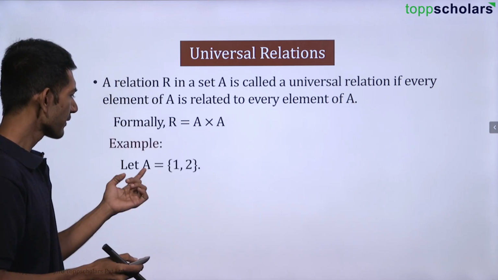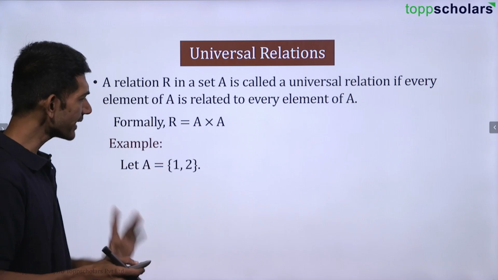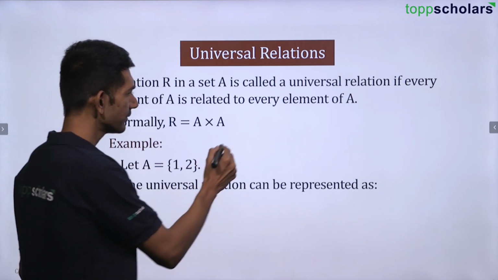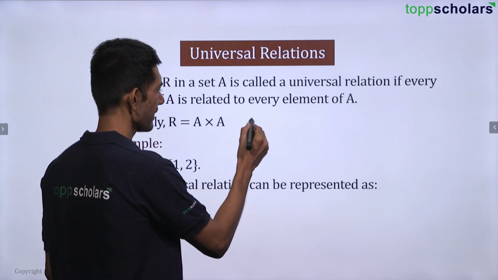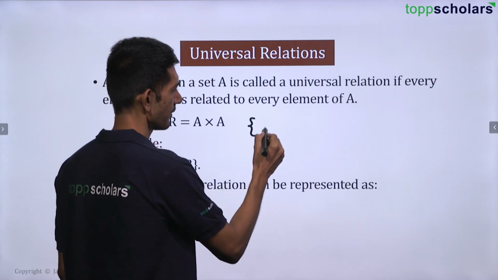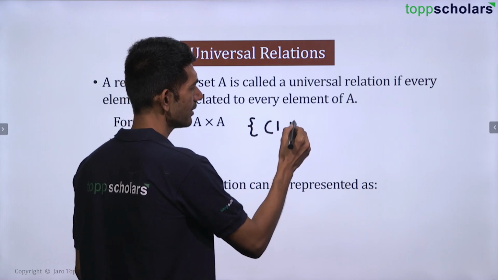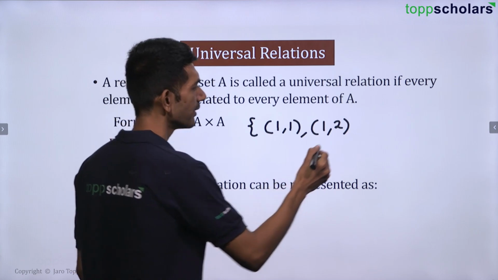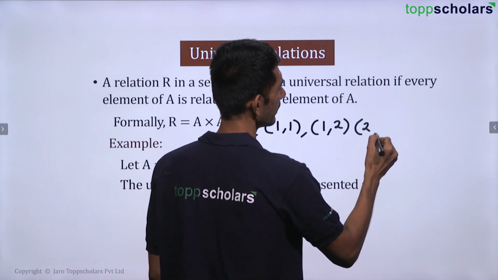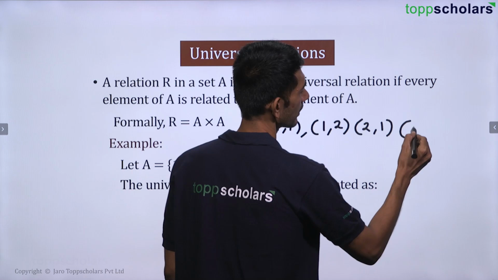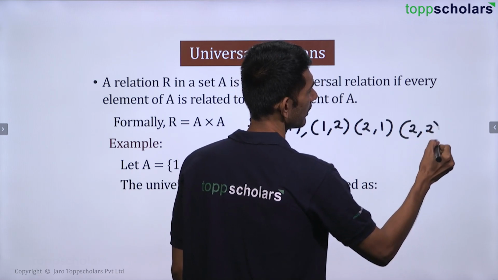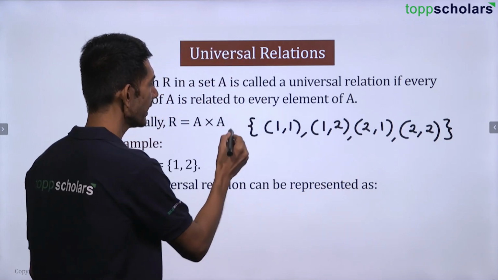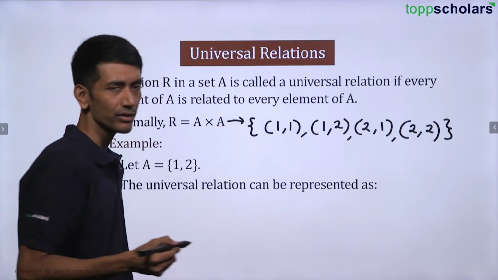Example. So A is {1, 2}. Firstly find out A cross A, right? So what will be A cross A here? Can I say it will be (1, 1), (1, 2), right? Then (2, 1) and (2, 2). This is what? This is your A cross A. That is the Cartesian product of A and A.